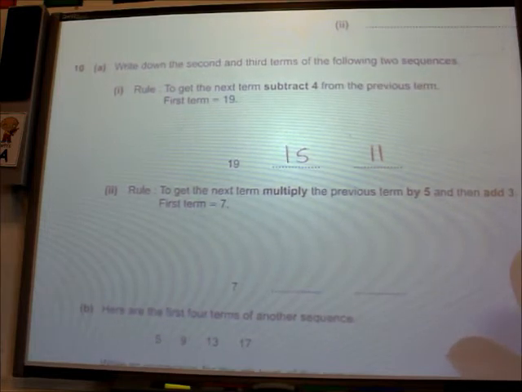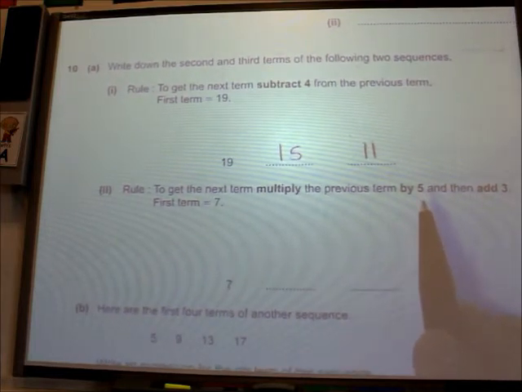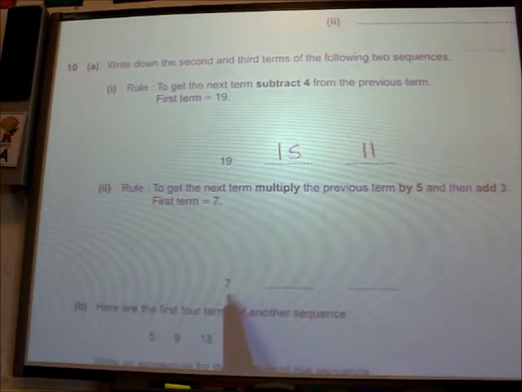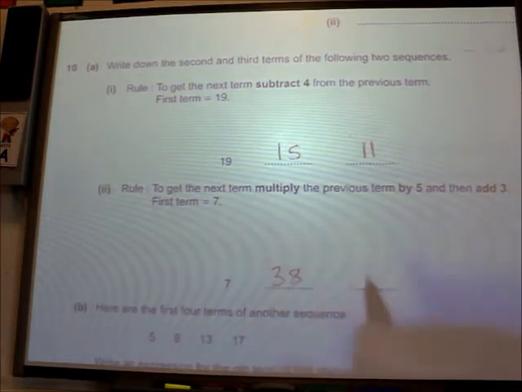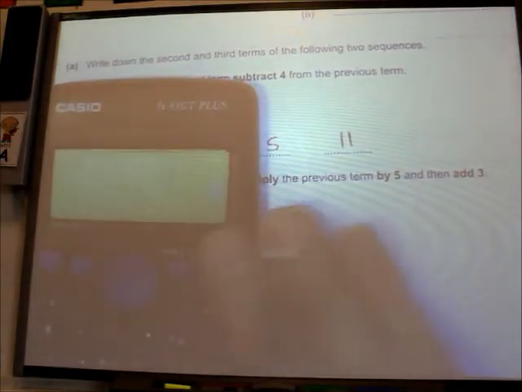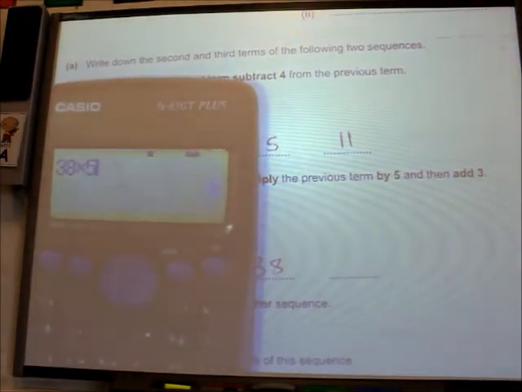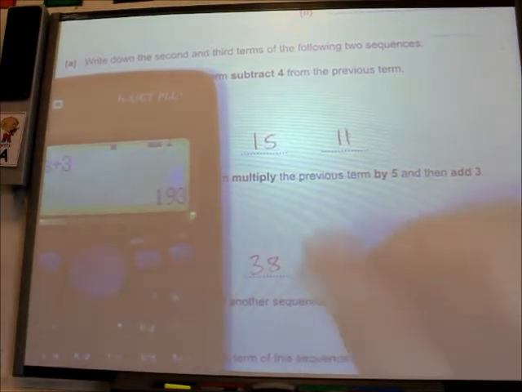Next one. To get the next term, multiply the previous term by 5, then add 3. So we're going to multiply that by 5, which is 35, and add 3, which makes it 38. And to get the next term, we've got to multiply it by 5. Here's your calculator. So 38 times 5, and then you need to add on 3. Add 3, and it is 193. Let me show you something. Do not do this.